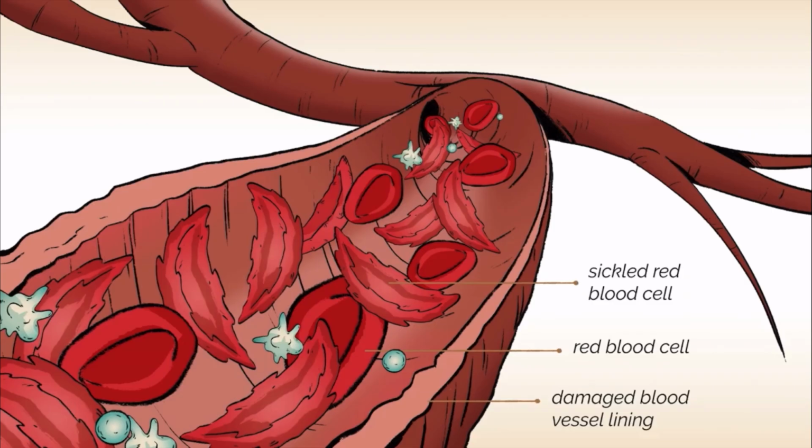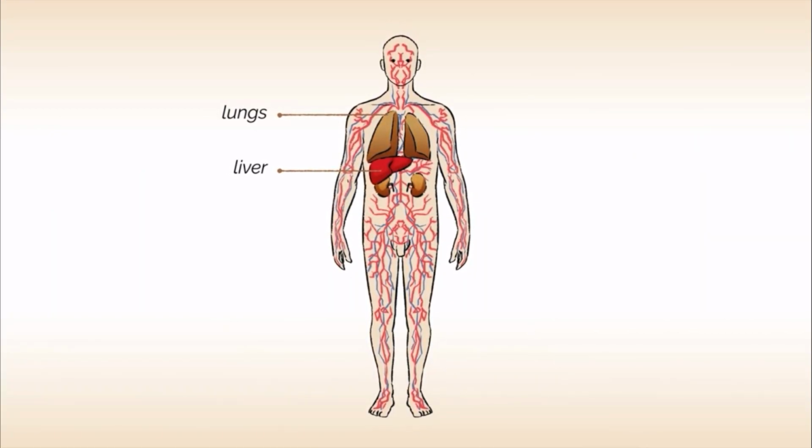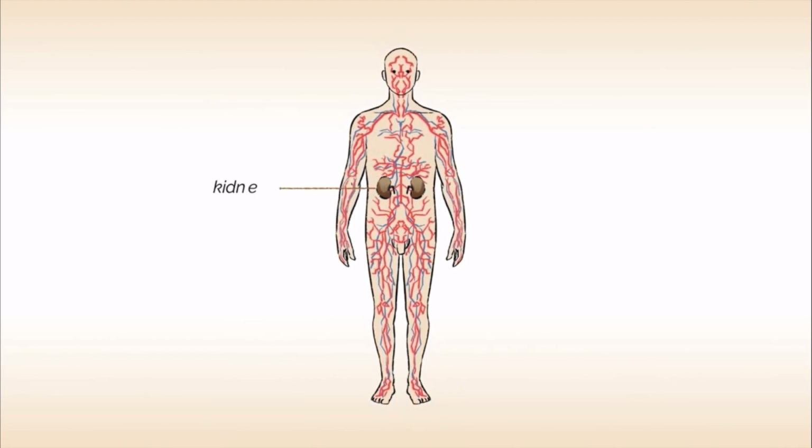Vasoocclusion, as well as sharp, jagged sickle cells and the leaked out contents of broken cells, cause blood vessel damage. Damaged blood vessels can impact the ability of organs to get the blood and oxygen they regularly need to function, and can lead to complications such as kidney disease.